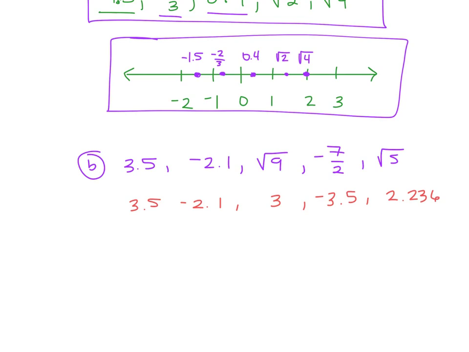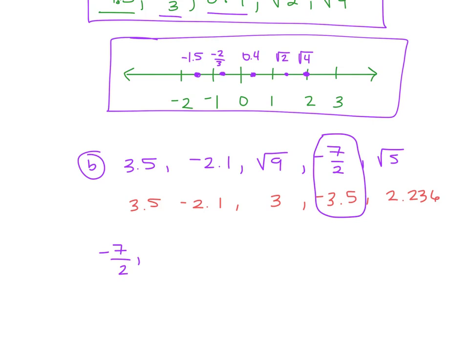All right, so if we're going to put these in order, which one is my smallest? The negative 3.5 or the negative 7/2, right? This one would be the smallest. So we're going to start there, negative 7/2. Remember, when they're negative, the bigger they look, the smaller they actually are, right? So that's the first one.